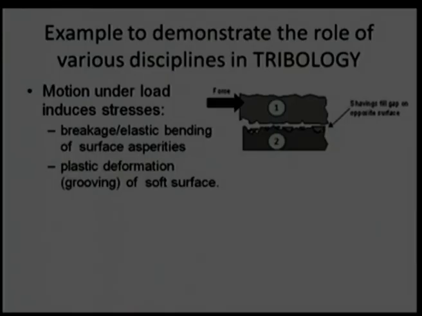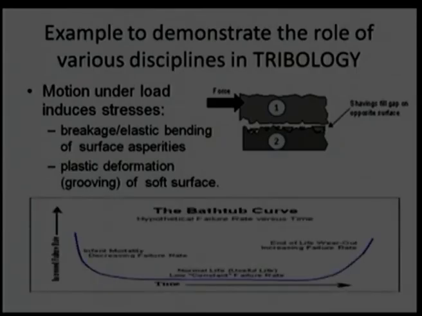However, there is a problem. When the component is new, there will be an irregular surface. That is why there will be some breakage of asperities, which is tolerable. That is why we showed the bathtub curve in the previous lecture. The bathtub curve clearly indicates that initially the wear will be more, or the rate of wear will be more. It will reach a steady state condition, and that steady state is going to decide the useful life of the component.